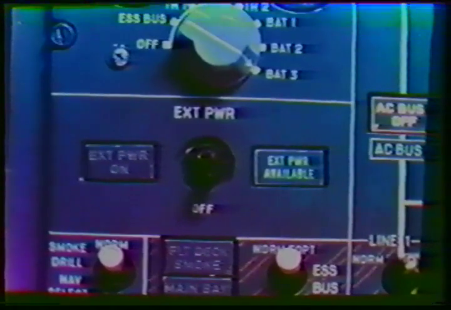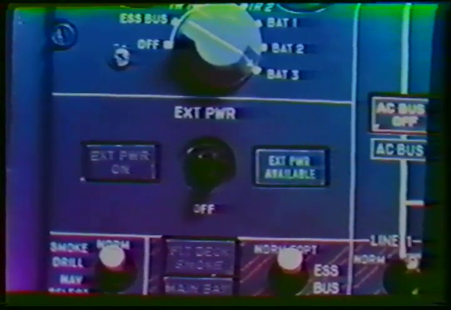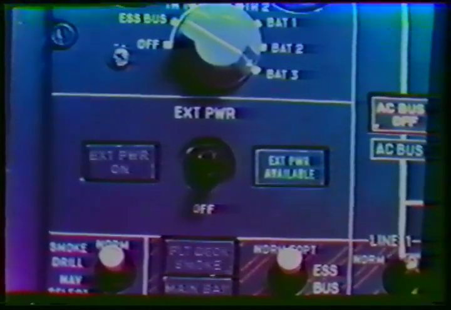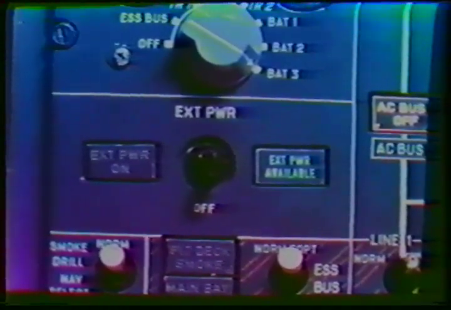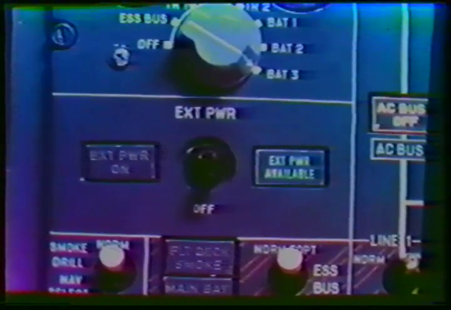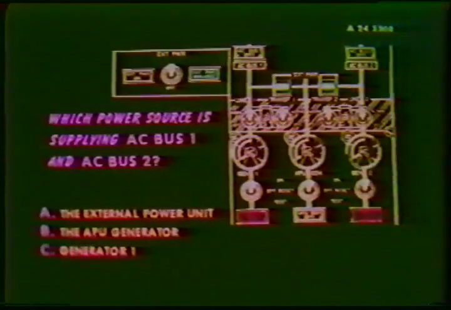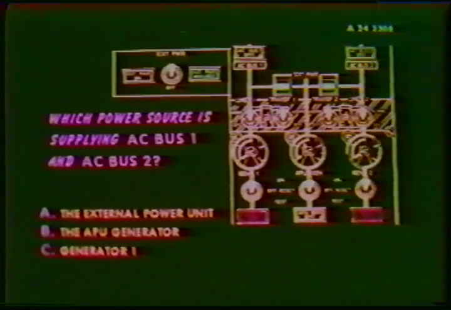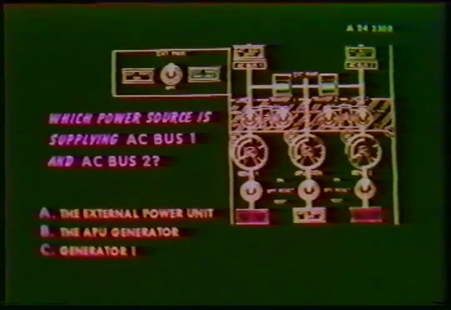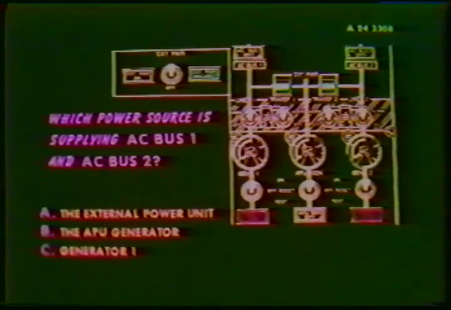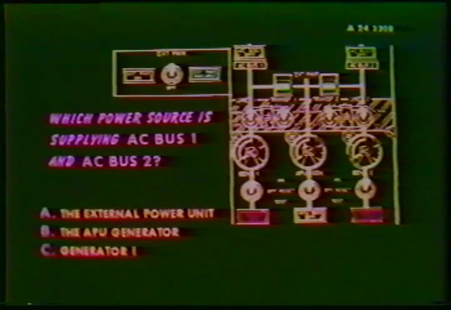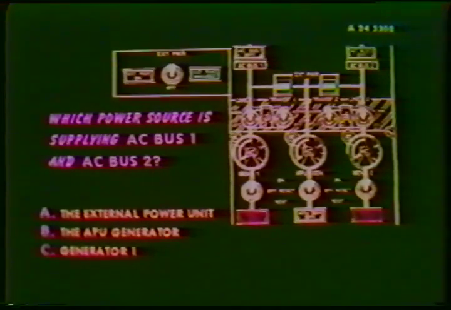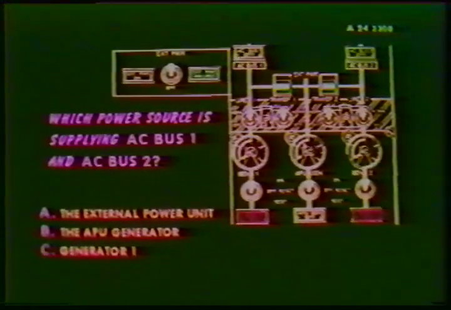Now take a look at the panel presentation of the external power controls and indicators. Review in your mind the function of each. Let's try 2 questions before we carry on. Which power source is supplying AC bus 1 and AC bus 2 under these conditions? A, the external power unit. B, the APU generator. C, generator 1.